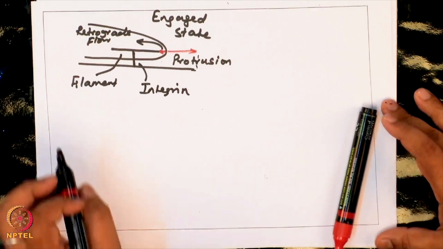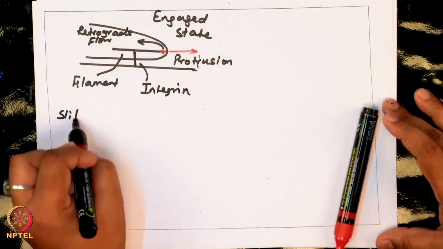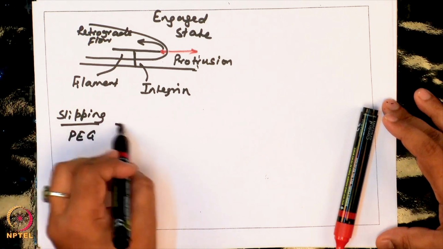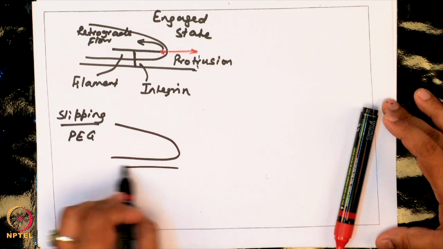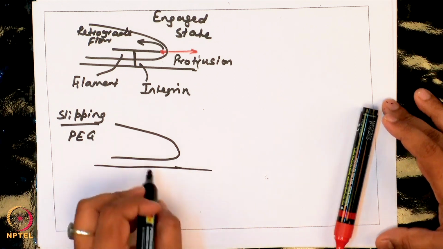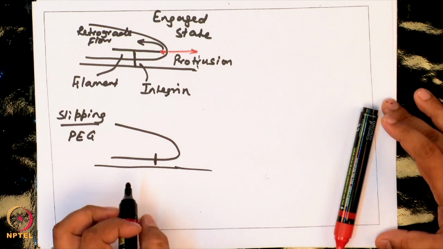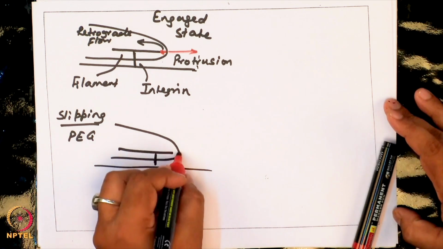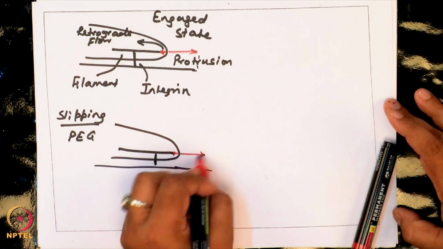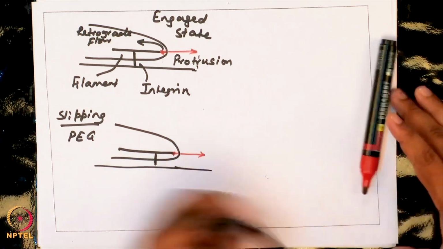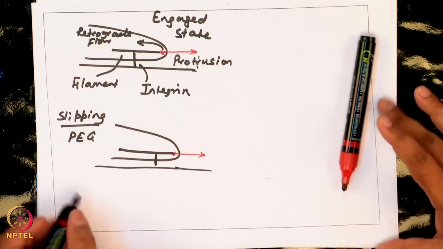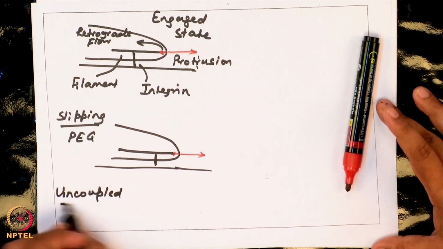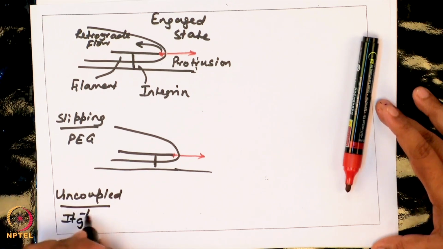So, when you have a slipping kind of situation, what is a slipping kind? Like you observe on a PEG coated surface, where your integrin is there, but it is not engaged to the surface. So, you have this filament, your retrograde flow is partially increased, but your protrusion remains the same. In the other case, you can have uncoupled. What is uncoupled? When there is no integrin present.